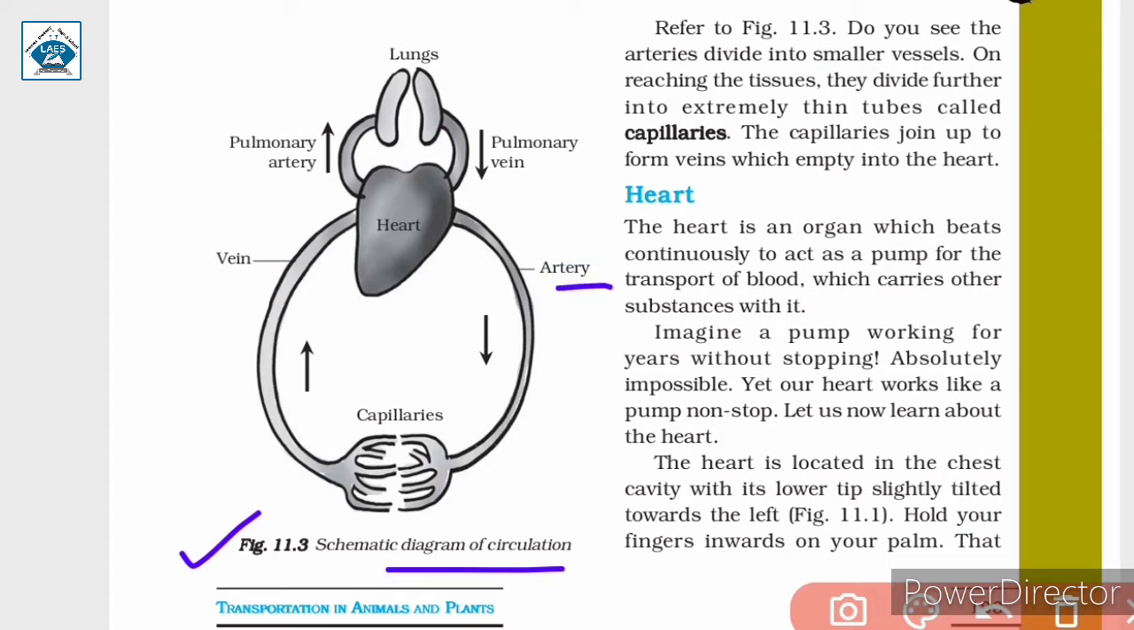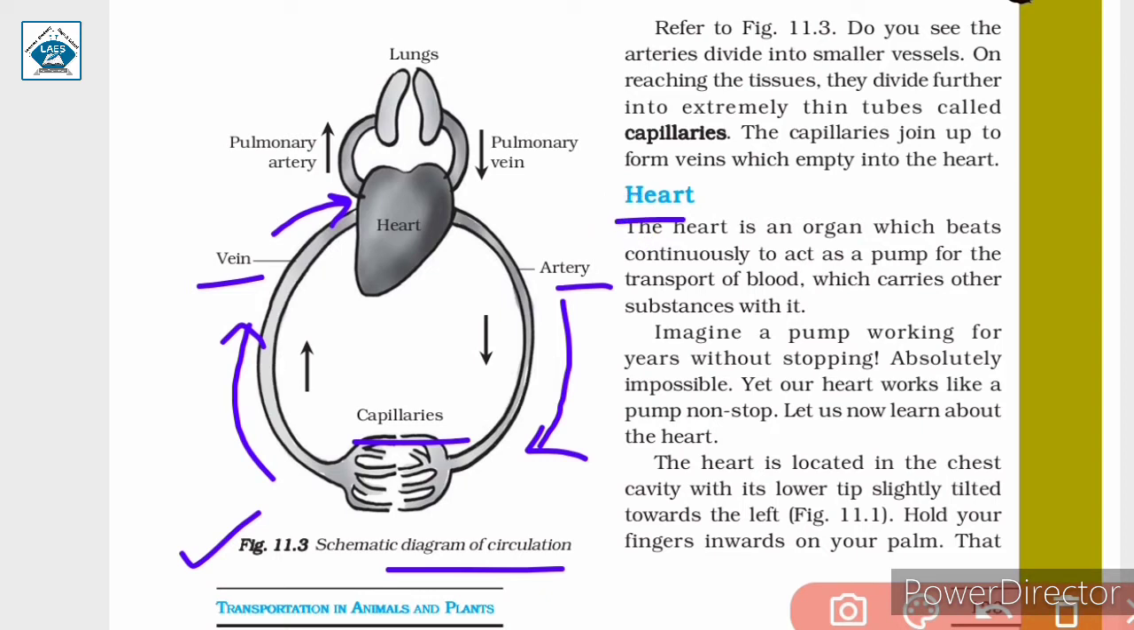Here you can see the artery and the vein, and the arteries further divide into thin blood vessels when they reach the tissues. Now these small blood vessels are called capillaries. The arteries divide into capillaries which then deliver oxygenated blood to the tissues in the body. Then these capillaries take up the carbon dioxide rich blood from the tissues and join up to form the vein, and this vein empties into the heart.